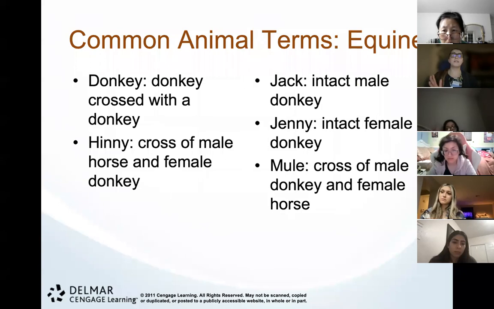Donkeys are also pregnant for 12 months. So they are pregnant for a lot longer than horses.